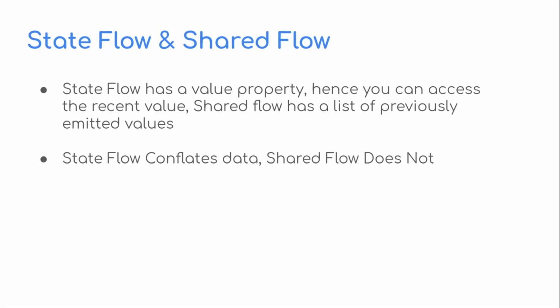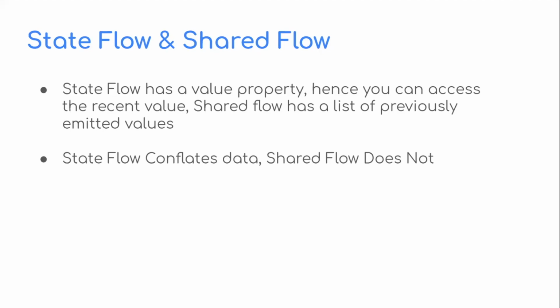State flow conflates data, while shared flow does not. Let's take an example. We have two consumers of data, but one is slower than the other. So state flow will only send you the data as you collect them. But with shared flow, let's say you are late, or the function is slow, whenever it comes, we can give them the list of the data that were emitted.